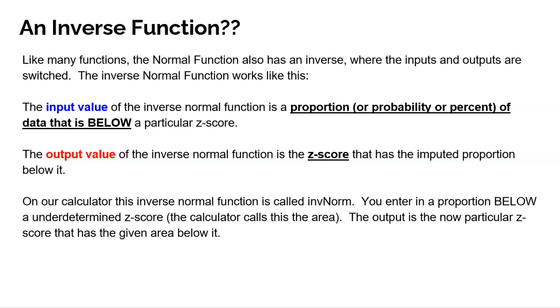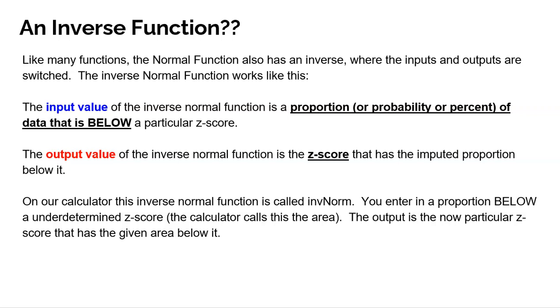All right, so here's the idea. The normal function, the input is a range of z-scores. The output is a proportion of data between those two z-scores. The inverse normal function works completely opposite of that. The input is a proportion of data above or below, to be honest. I wrote it below there, but it could be above. It's a proportion of data that is above or below a particular z-score. And the output is that z-score that has that inputted proportion of data below or above it.